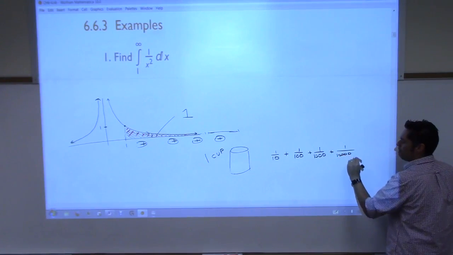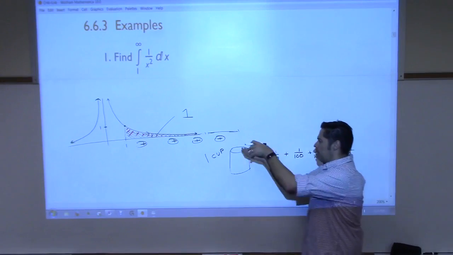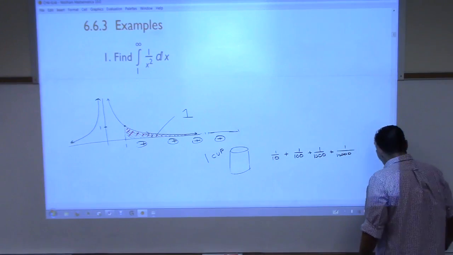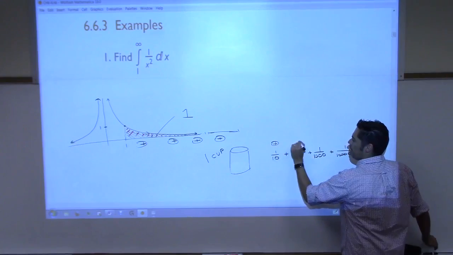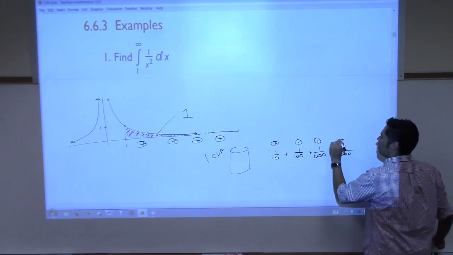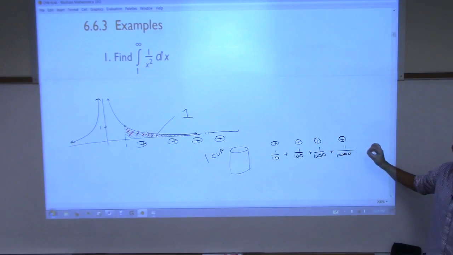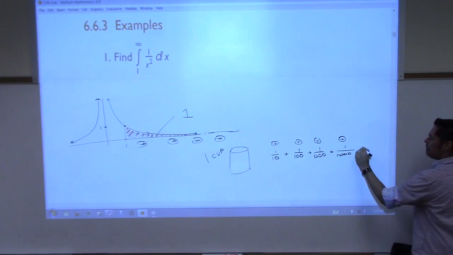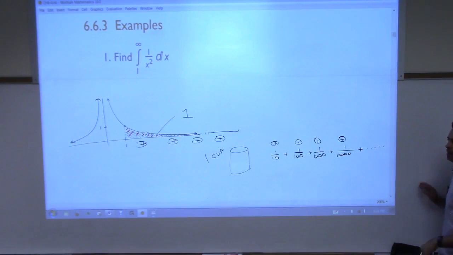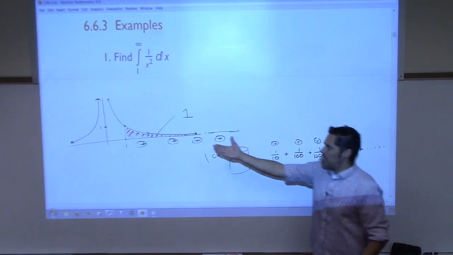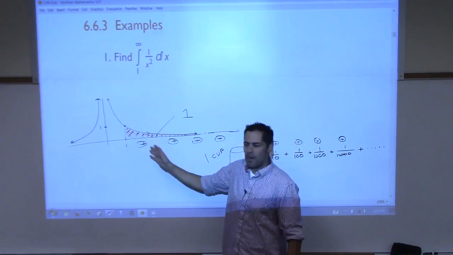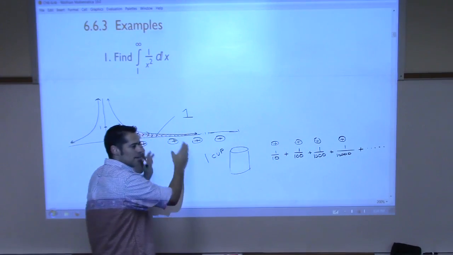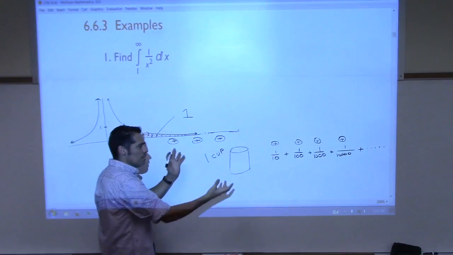1/10,000th. Measure it out, pour it in there, right? Each one of these numbers is a positive number. Every single one of these is positive. They're getting smaller, but they're all positive. What happens if I do this forever? It's the same idea as what's happening here, right? I have a positive number, positive number, positive number. I keep pouring them in. Is it going to overfill?